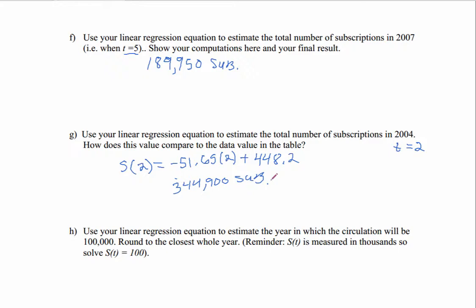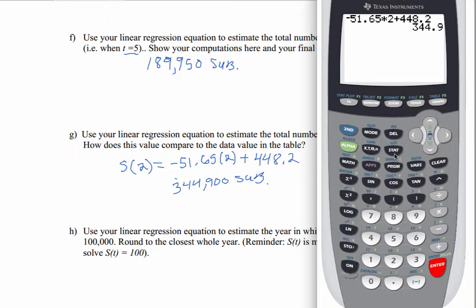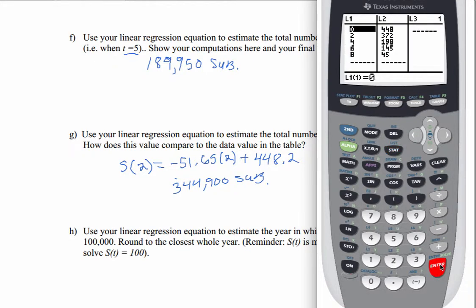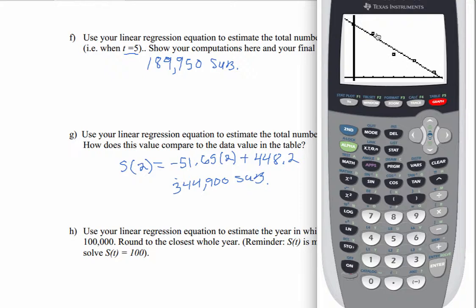Now, they want us to compare that to the table. So, in other words, at t equals 2, what were the subscriptions? We can go back and look at our table for that. Or, of course, you can scroll back up on the page. And there were slightly more than that. There were 372,000 subscriptions in 2004. All right, so our model is slightly underestimating it. If we look at the scatter plot, that makes sense. And notice that that point is above the regression line, which tells us that the regression line slightly underestimated that value at that time. Okay.